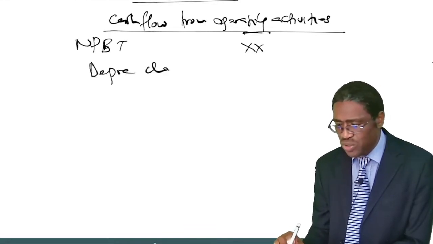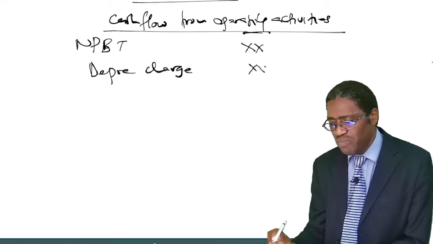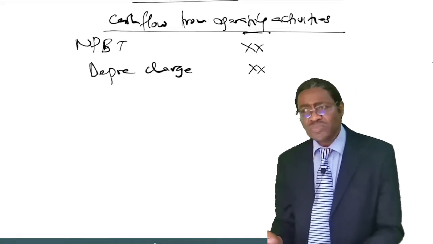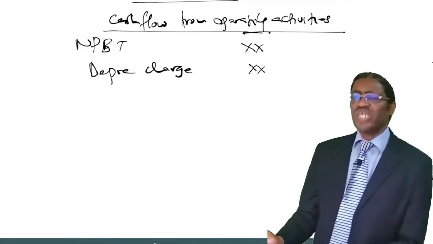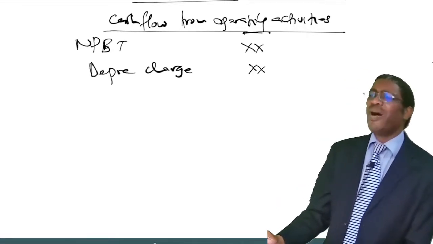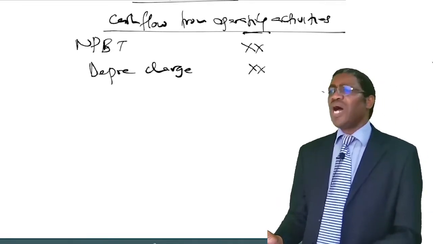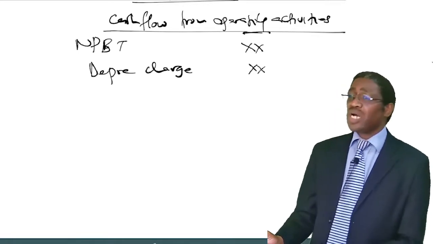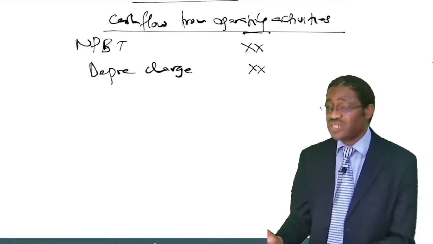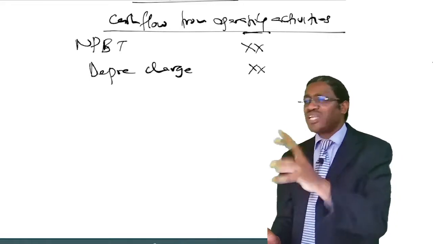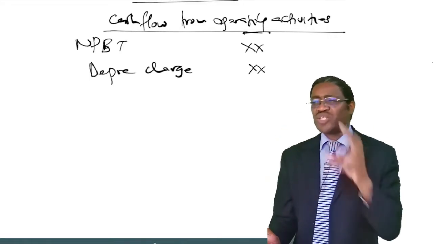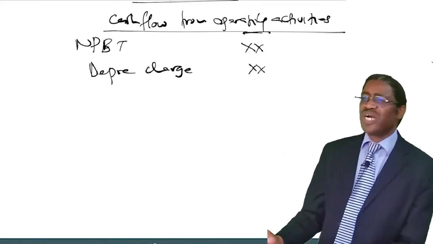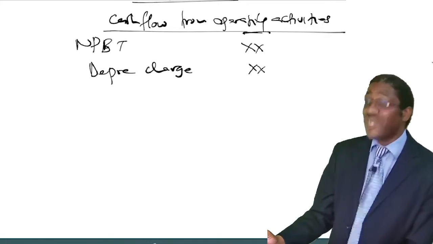Whatever is the depreciation charge for the year, that one, you remember, had to be added. And remember, we are trying to determine cash flows from operating activities. And I hope you still remember what the operating activities are. We are trying to get all the cash flows that are from the operating activities.